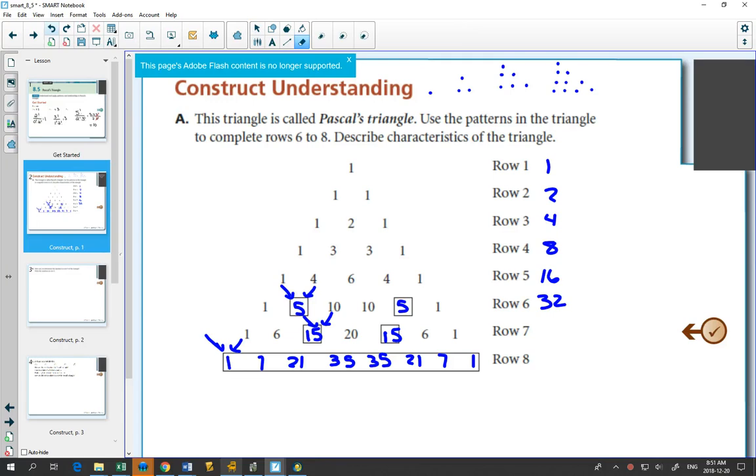Did anybody just think of them as numbers? This is the number 1. This is the number 11. This is the number 121. 1,331. Oh. Wow. Anybody think of those numbers? And then this would be 14,641. What's cool about those numbers?